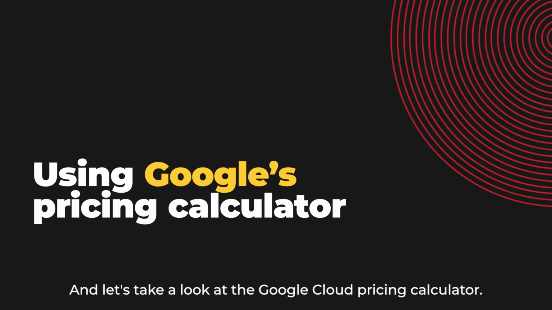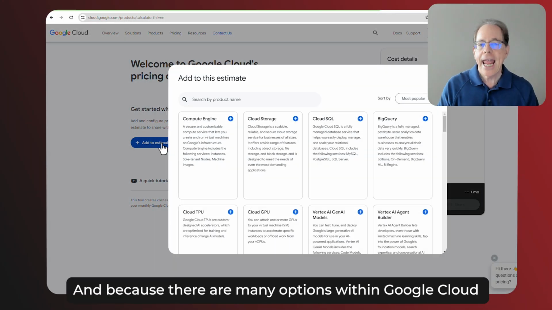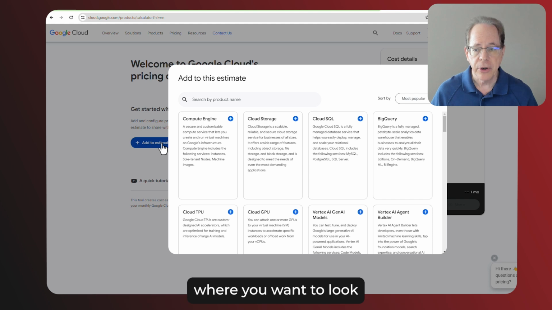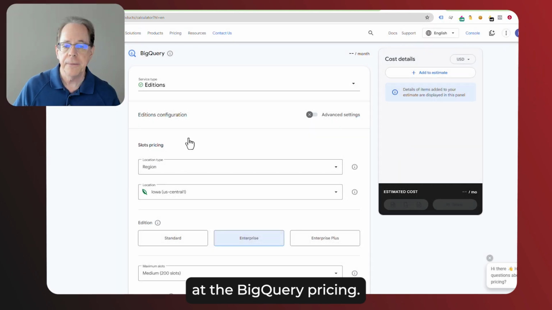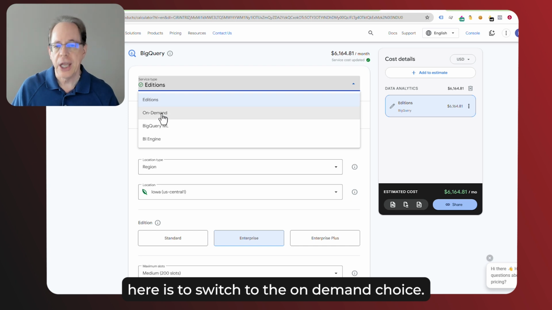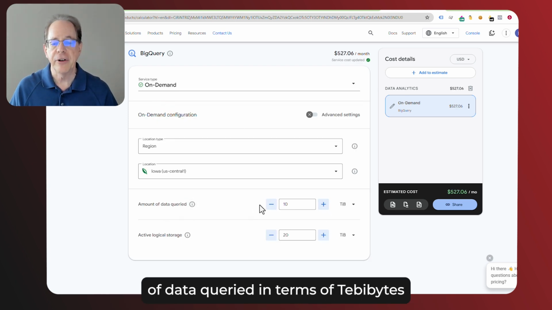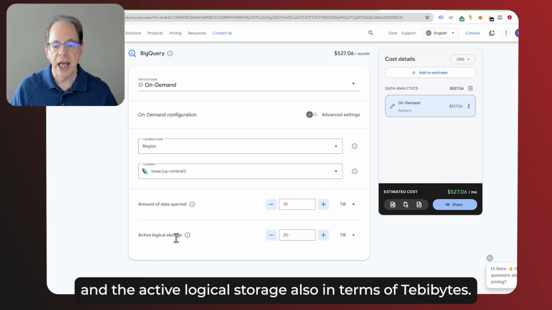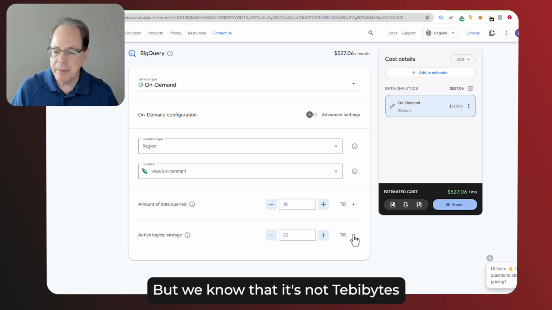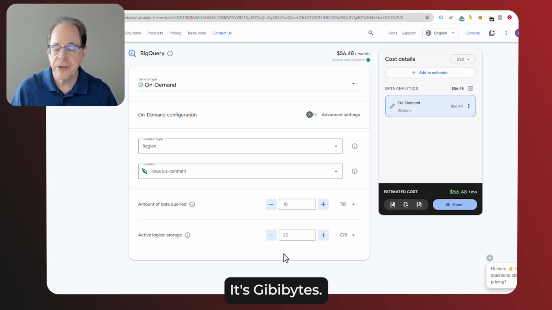Of course, there are fancier calculators than this spreadsheet I'm showing you. Let's take a look at the Google Cloud pricing calculator. We're going to add to our estimate. Because there are many options within Google Cloud, we want to look at the BigQuery pricing. The really key thing here is to switch to the on-demand choice. Now you can look at the amount of data queried in terms of tebibytes and the active logical storage also in terms of tebibytes. But we know that it's not tebibytes that we're concerned with on the active logical storage, it's gigabytes.